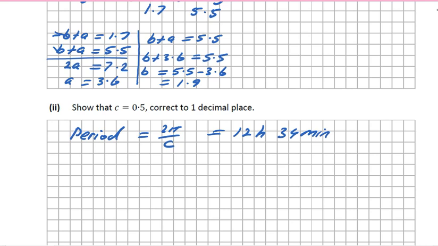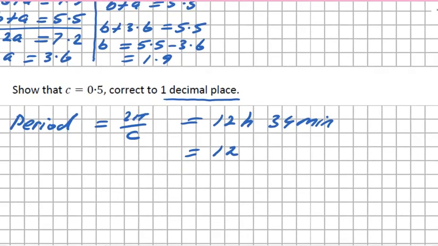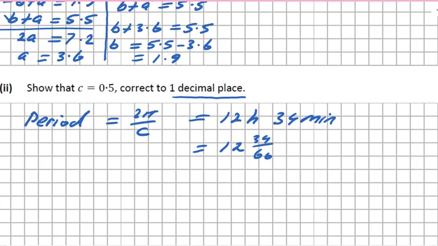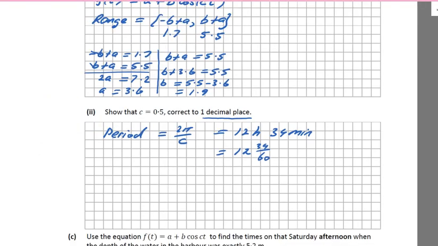Now we must convert that to decimals because we're told we need the answer to one decimal place. So we need to convert those minutes. So 12 hours, and 34 minutes is actually 34 out of 60 as a fraction. So it's 12 and 34 sixtieths.